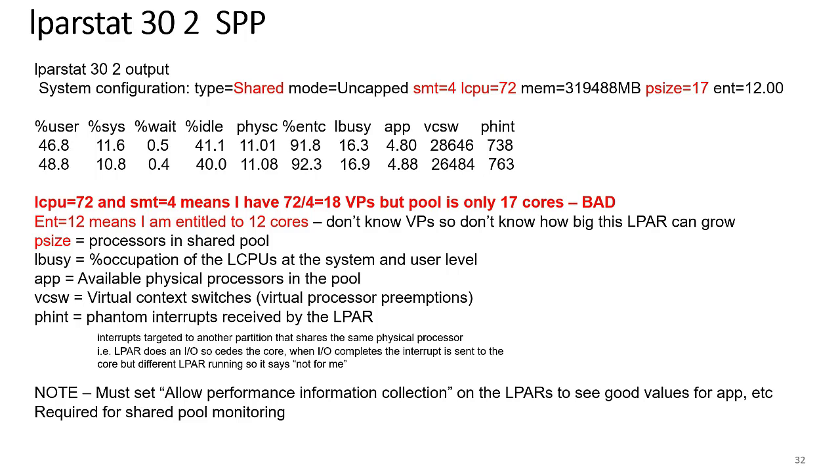And then we have these phantom interrupts, which most people ask me what they are. Basically it's when an interrupt that was designed for another partition that was sharing the same physical processor, maybe it got dispatched for me and did an IO and got context switched. When that IO comes back and I'm running on the core, I basically go, well, that's not for me, so it becomes a phantom interrupt, and then it has to go find where the LPAR is really running.